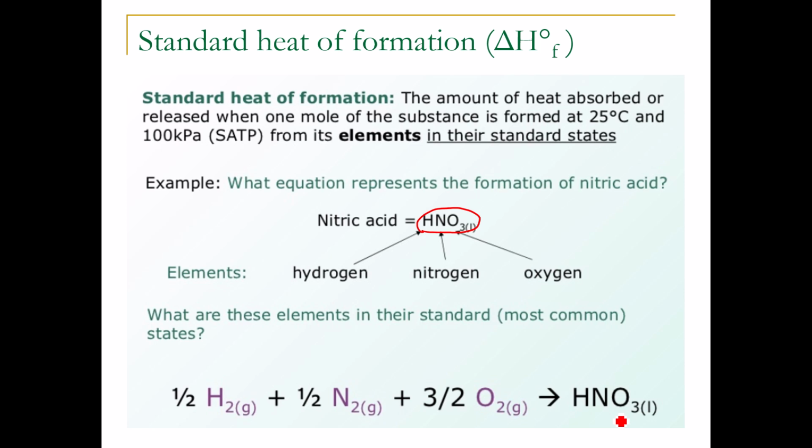Now I also need to balance it. For the product side, I can only have a coefficient of 1. So this is for making 1 mole. So I can't change the coefficient on the product side. I can change the coefficients on the reactant side to balance this. So I would need 1/2 of H2 to give me 1, 1/2 of N2 to give me 1, and 3/2 of O2 to give me 3. Alright, so that would be a heat of formation reaction equation for nitric acid.